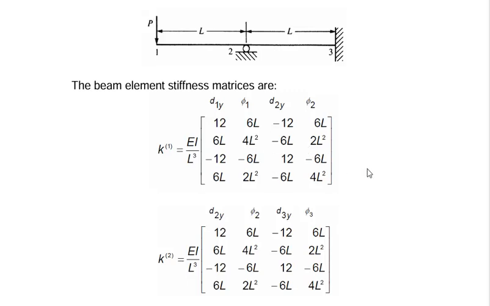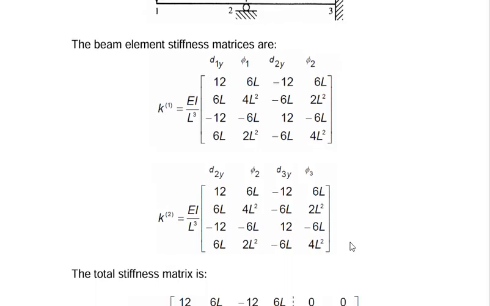Similarly, we can write down the element stiffness matrix for element number 2, which is in between node number 2 and node 3. So these degrees of freedom would be dy2, phi 2, dy3, phi 3, and similarly we can label the rows as well.